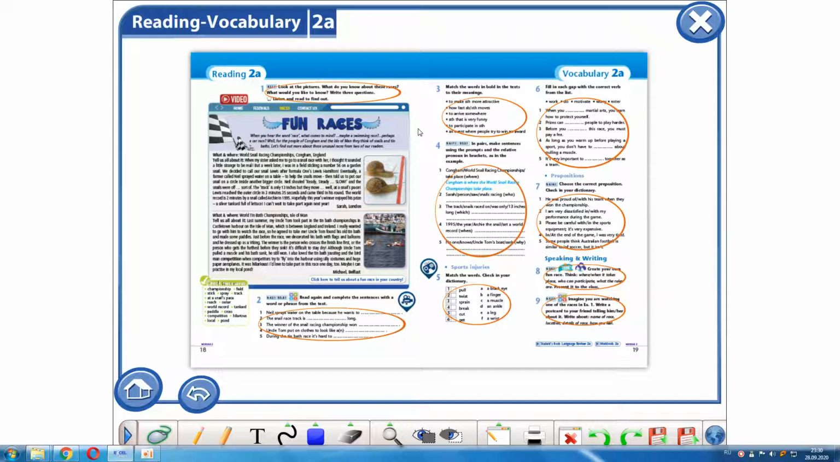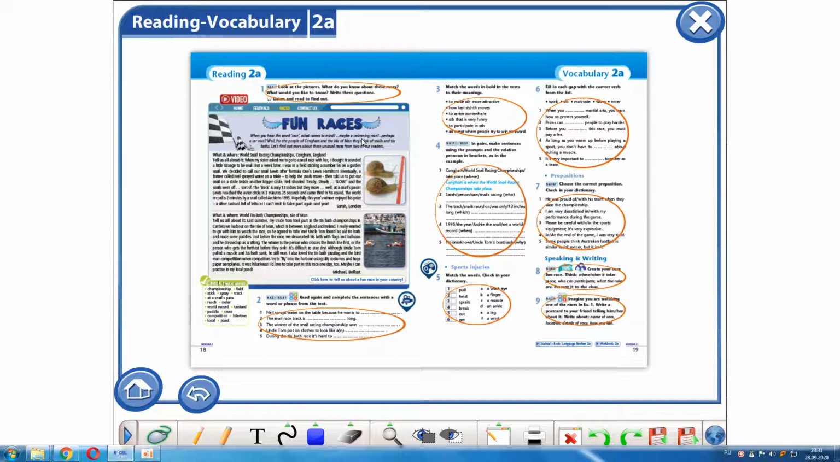Today we work with our Model 2. Do you remember the theme of this model? Exercise and sports. Great job. Today we are going to work with the topic fun races. Our lesson objectives are to listen to the text Fun Races and identify the main information. The second lesson objective is to read the text Fun Races, to identify some details in this text.